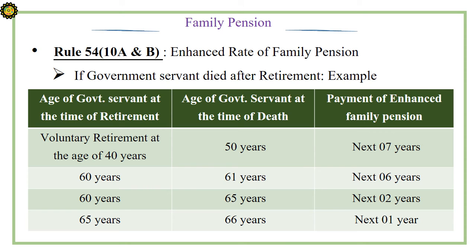If the age of government servant is 60 years, his age at the time of death is 61 years, then the enhanced family pension will be paid for next 6 years. If the age of government servant is 60 years, at the time of death his age is 65 years, then the enhanced family pension will be paid for next 2 years. If the age of government servant at the time of retirement is 65 years, at the time of death his age is 66 years, then the enhanced family pension payable will be for next 1 year.